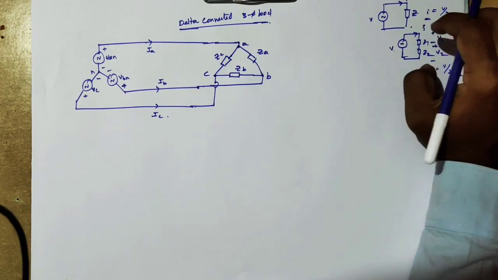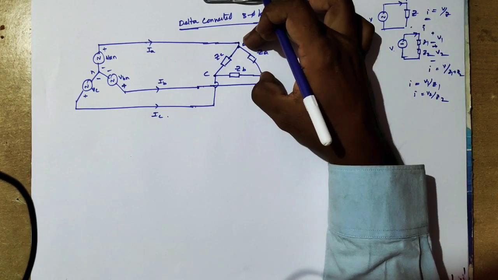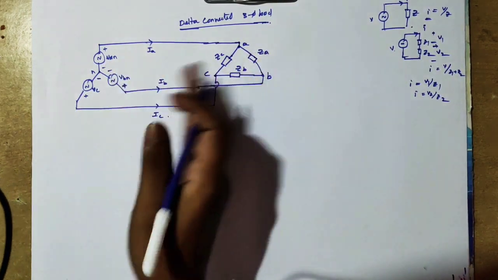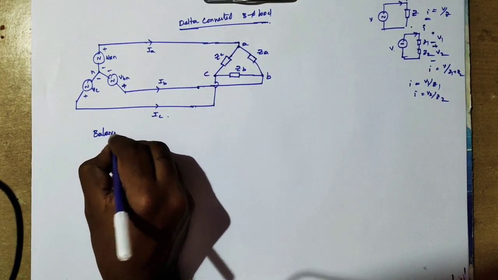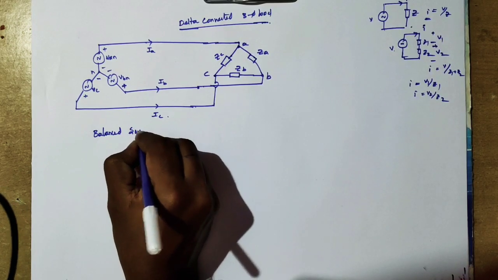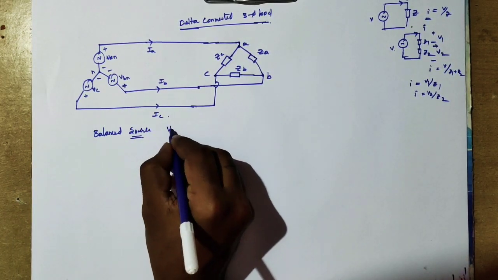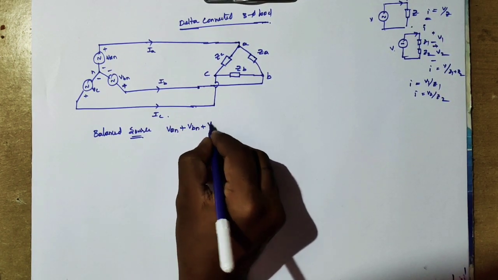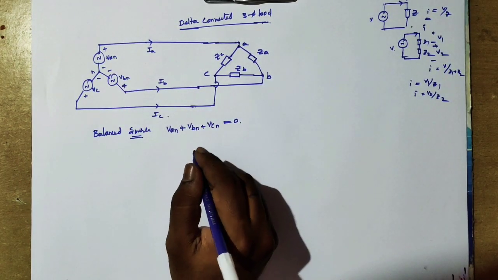So in this case, what is the voltage applied across Z1, that is ZA? I'm taking this as a balanced source. What is a balanced source? A three-phase balanced source means the sum of the phase voltages of the individual phases will be equal to 0, since they are 120 degrees phase shifted.